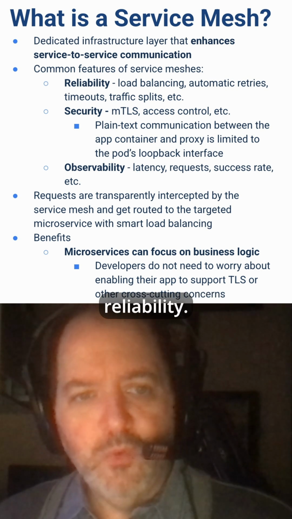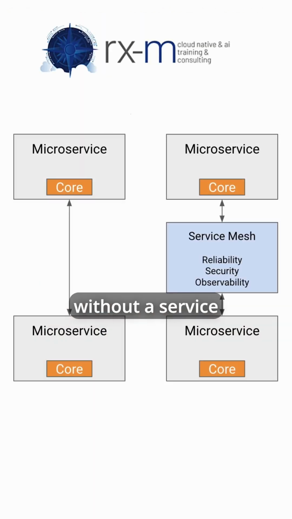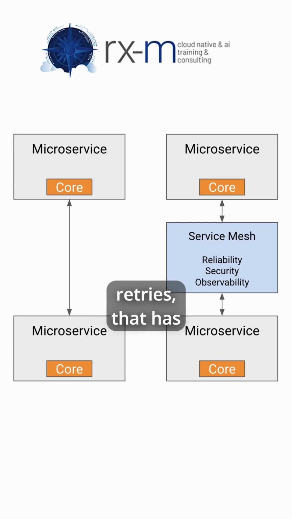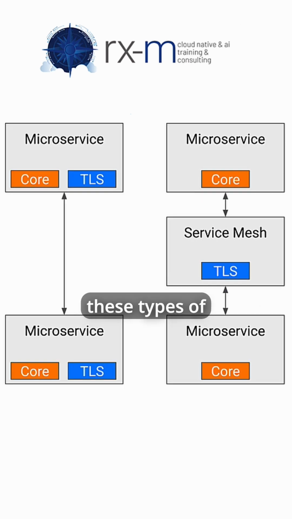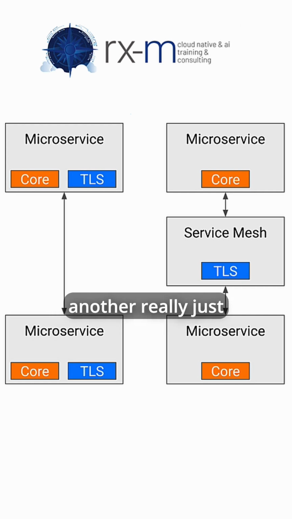First one is reliability. In this diagram on the right-hand side, we can see that without a service mesh, microservices are responsible for communicating with each other, and if they want to provide any sort of reliability features, let's say like retries, that has to be built into the core code of the microservice. Kubernetes just doesn't provide any of these types of features. So this simplified line here of communication between one microservice and another really is kind of an oversimplification, right?